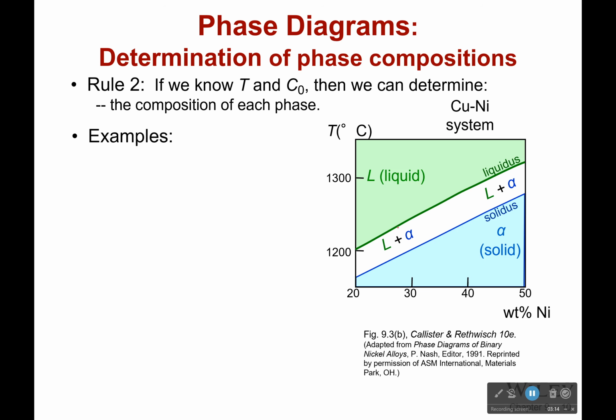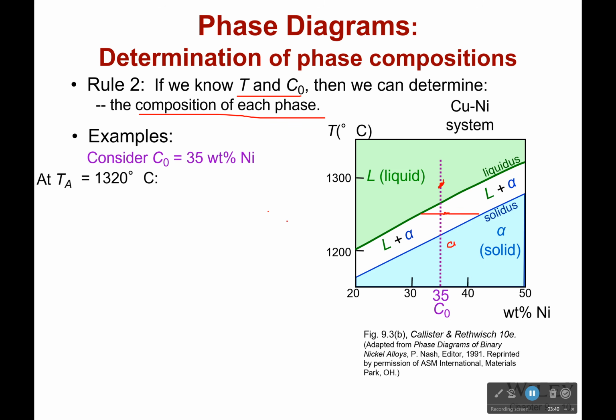For rule number 2, if we know the temperature and the concentration, then we can determine the composition of each phase. Now this is not as easy. We're going to get a new tool a little bit later to help us with this. I'm going to show you the method to do it right now. Because one thing you might be wondering is, this is 100% liquid. That's 100% solid. What about this one? Is this 60% liquid and 40% solid? How much? So here's how we do it.